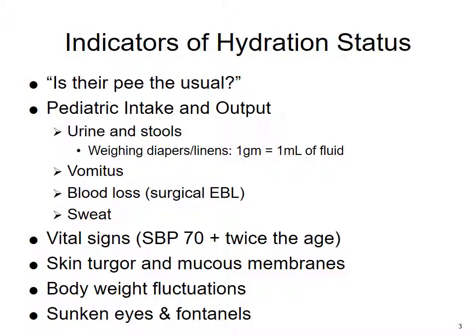Skin turgor and mucous membranes are huge. So checking the skin turgor, pinching the skin over the chest, and then looking at the mucous membranes, primarily in their mouth and their conjunctiva. Body weight fluctuations are indicators of hydration status. So if there's a sudden loss of 1 or 2 pounds in the course of just a couple days, that usually is from hydration. And then sunken eyes and sunken fontanelles.